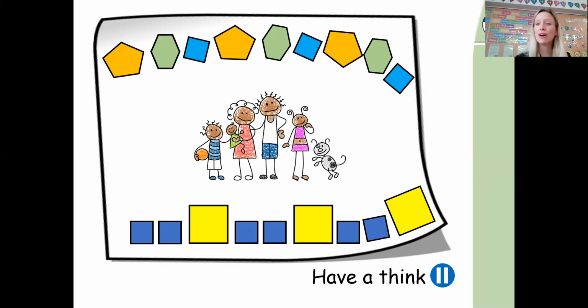Have a look at the pattern around the outside of this family portrait. There's two, aren't there? One at the top and one at the bottom. Can you work out what the unit of repetition is? So what sequence does it follow? Pause me and see if you can work out the unit of repetition for the top and the unit of repetition for the pattern at the bottom.